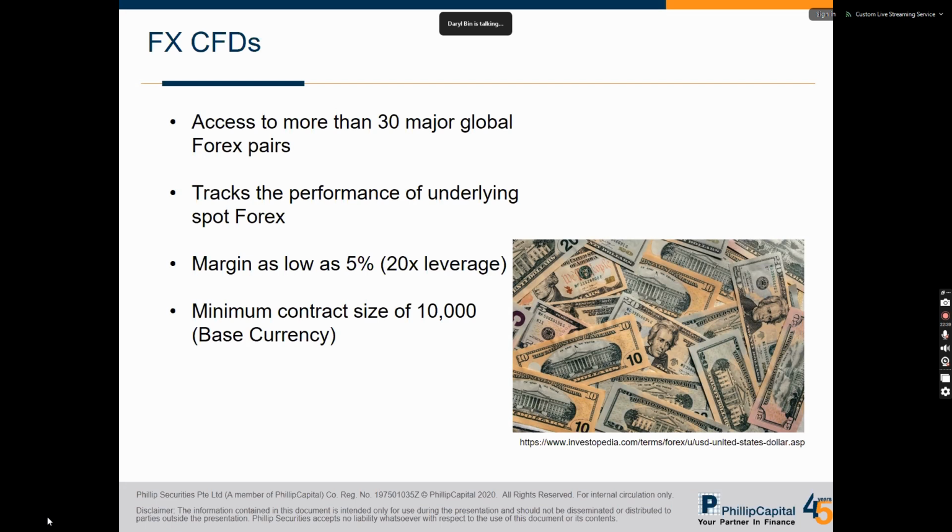So based on our platform, we'll be able to access more than 30 major global forex pairs, and it tracks the performance of the underlying spot forex. The margin is as low as 5%, which is 20 times leverage, and the minimum contract size is 10,000 of the base currency.